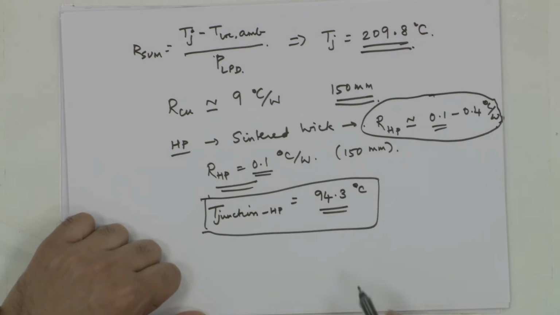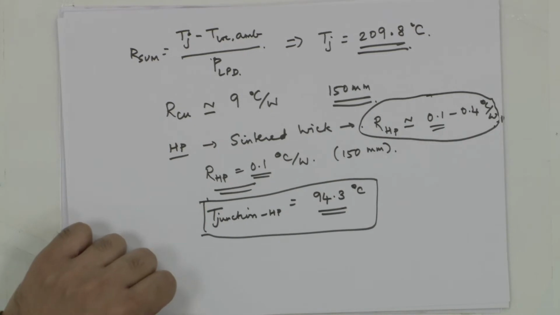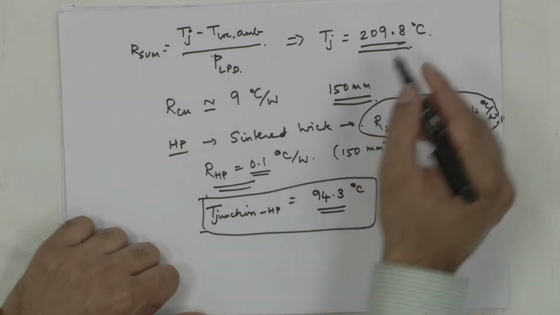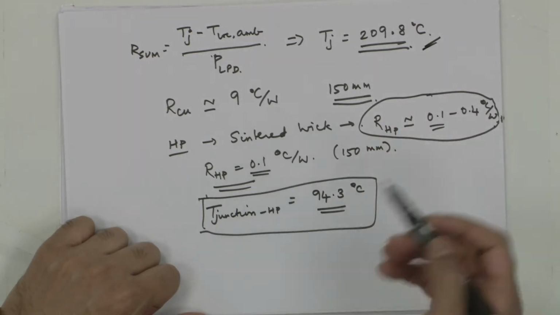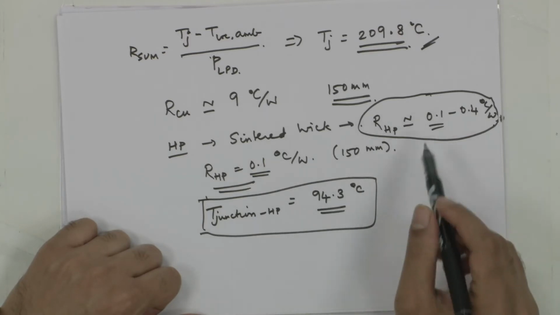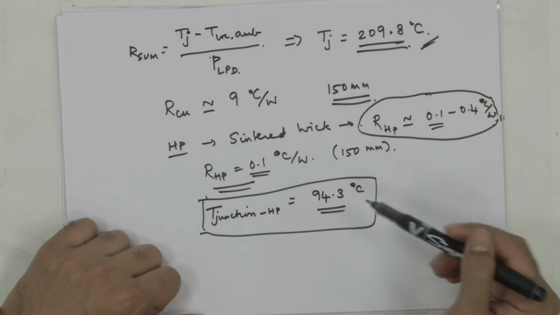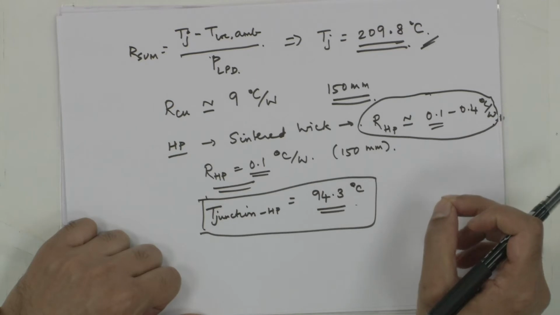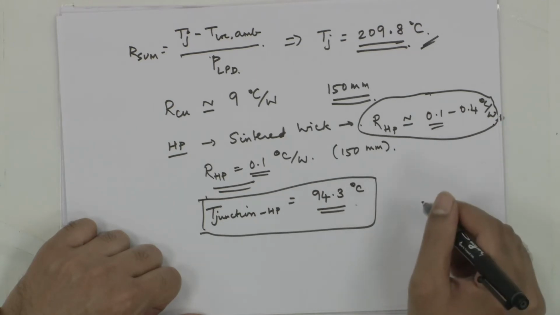And so, using a value of 0.1 degree Celsius per watt as a best case scenario, you get a junction temperature of 94.3, which is much less than 110 degrees Celsius compared to the copper based solution. And also on top of copper being poor in terms of thermal conductivity, poor in terms of performance, weight is also much higher for copper, compared to heat pipes, which are hollow metal pipes, and they have only very thin wall material with sintered wick.